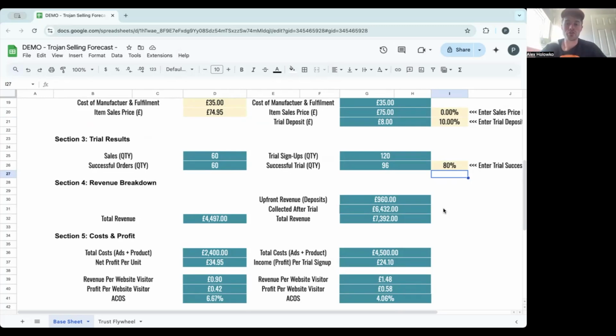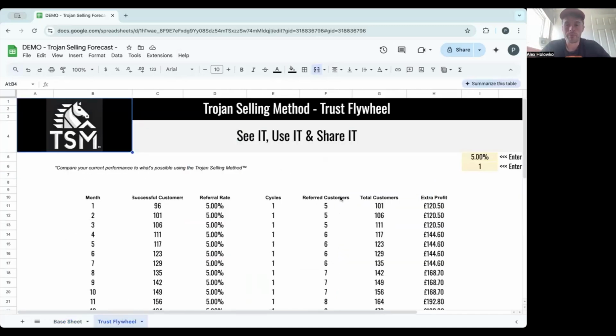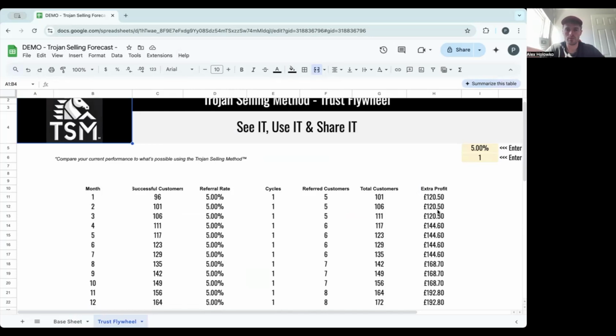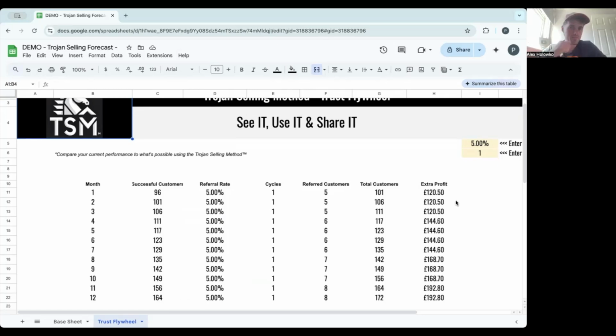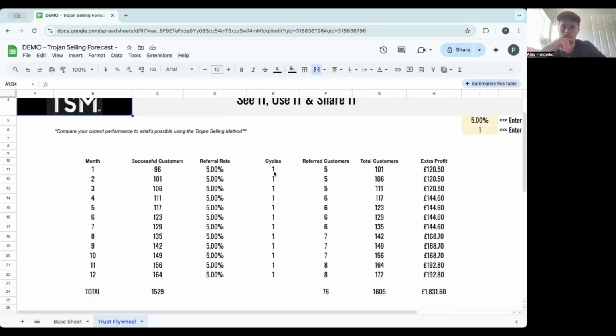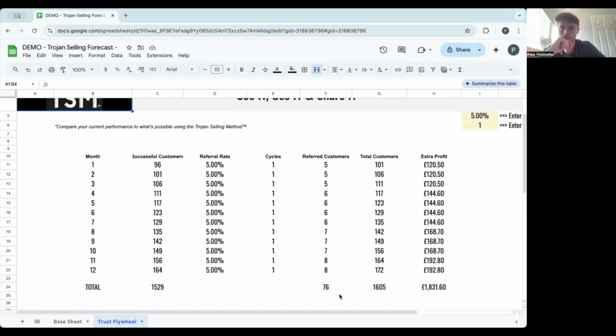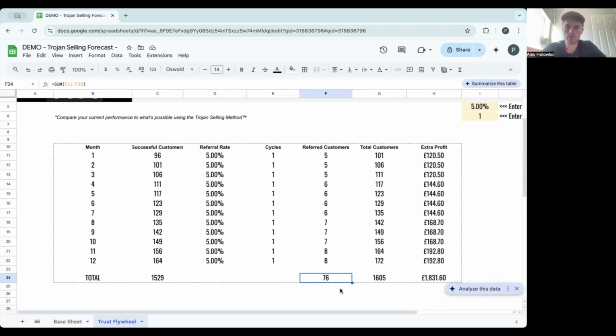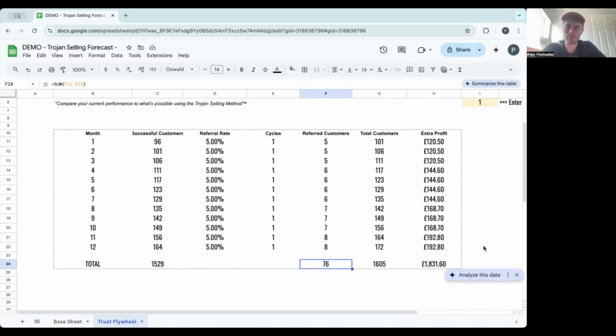There's another sheet here called Trust Flywheel at the bottom. Do you want to walk people through that a little bit? Absolutely, Alex. What we discovered after implementing a Trojan offer, a trust-based offer, is that there's something called the law of reciprocity. Basically, when you give to someone, they're compelled by their natural makeup to give back, right? We've seen this definitely inside Apex, and that's not reflected inside that base sheet. But what we can see here is, if 5% of those customers refer one person, those extra customers that you get from implementing Trojan at the end of the year will refer you an extra 76 customers, which is an extra profit of 1,800 quid.